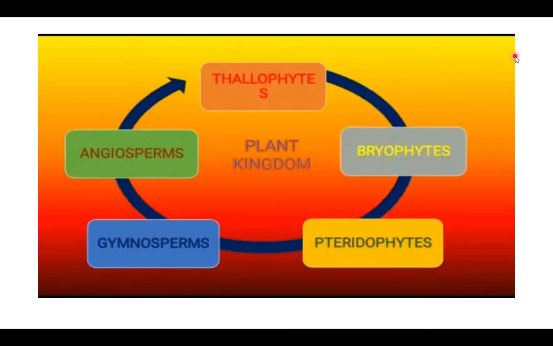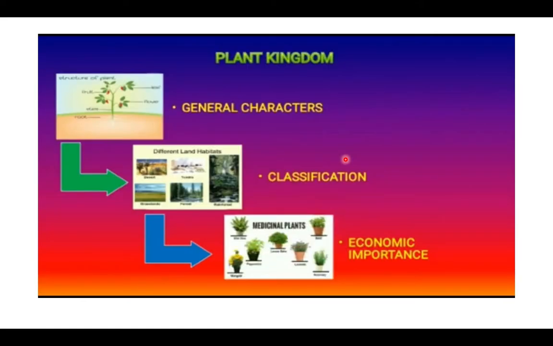And now, let's see how the plant kingdom is classified. It's classified into 5 types: thallophytes, bryophytes, pteridophytes, gymnosperms and angiosperms. These are the 5 types coming under the plant kingdom. This is how the plant kingdom is classified. So in this lesson, we will discuss well the general characteristics, classification and economic importance of the varieties of plants.